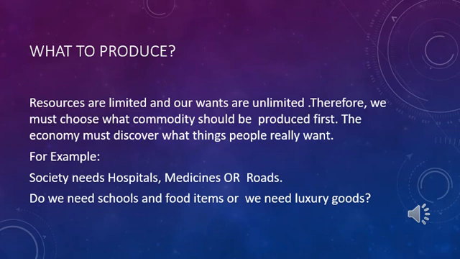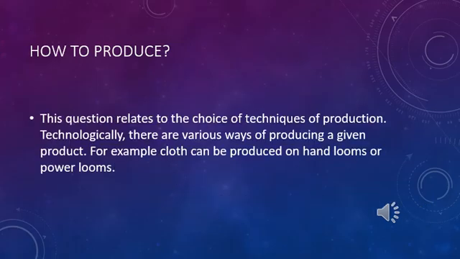So the economy must know which products are needed by the people. First, those goods should be produced. How to produce? This question relates to the choice of techniques of production. Technologically, there are various ways of producing a given product. For example, cloth can be produced on hand looms or power looms. Different methods can be used to produce different goods. An economy should use that method which is not costly and which can produce a quality product.